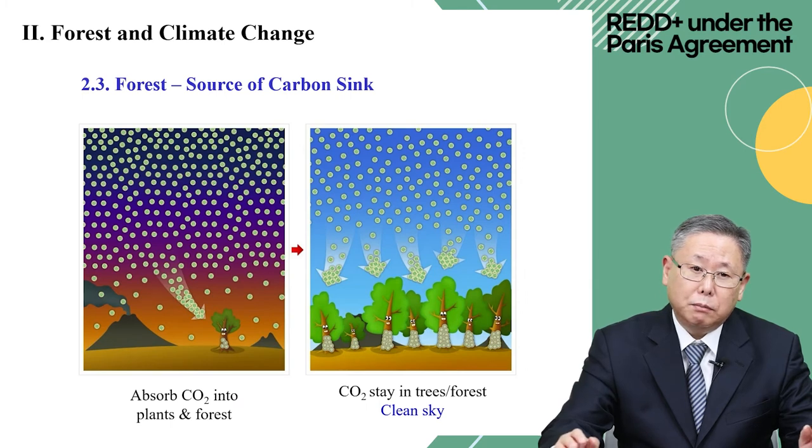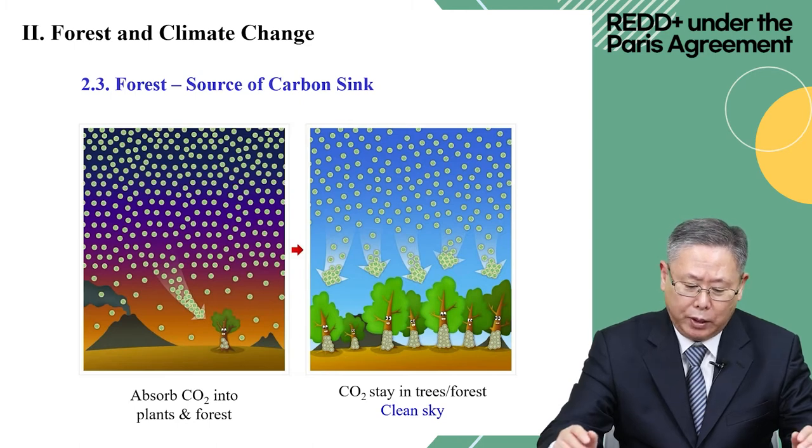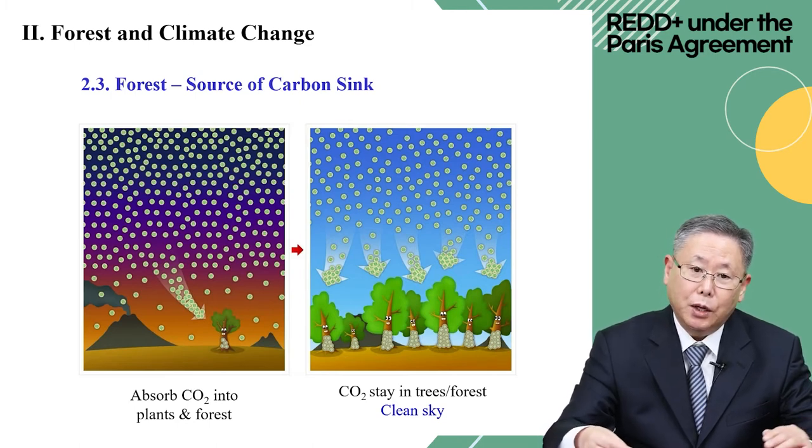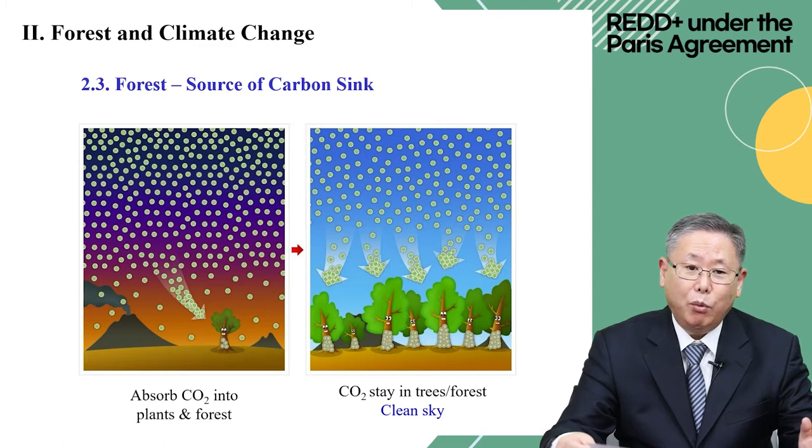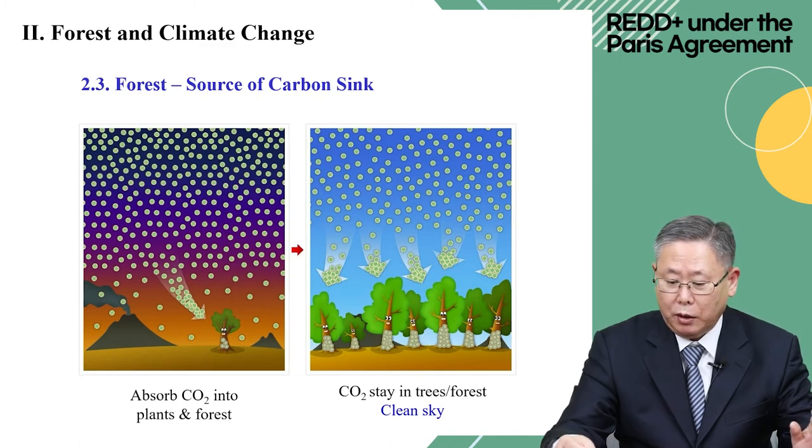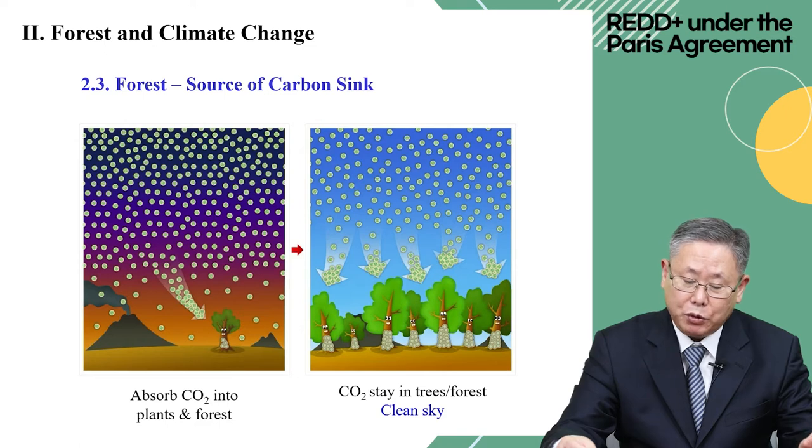So, forest is a source of carbon sink. Forest absorbs CO2 into plants and forest. So it shows the left figure. A long time ago, the sky was dark. It was not blue. A lot of CO2 in the sky. But the right shows the forest as a sink of carbon dioxide.